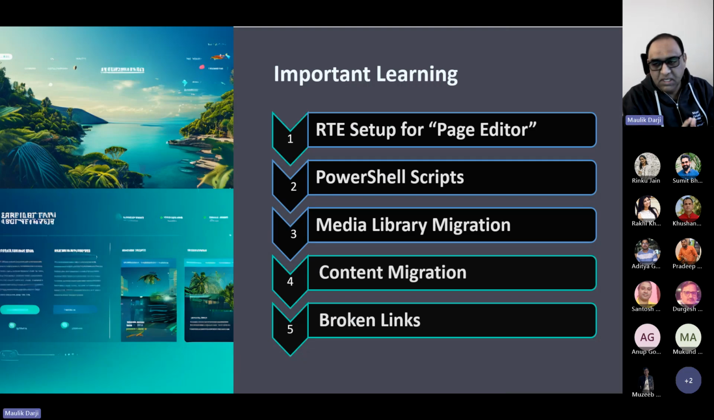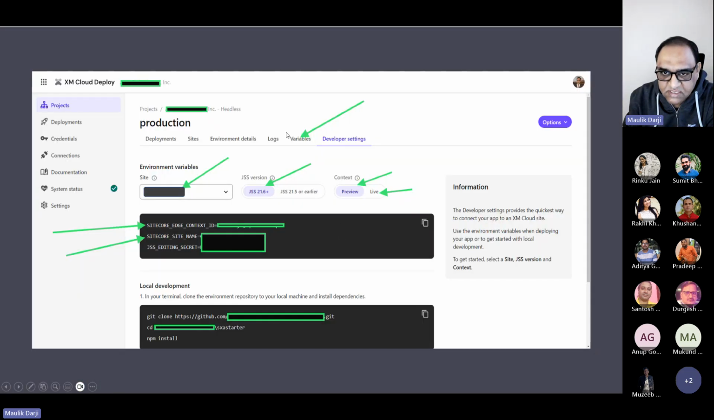Now coming back to some of the setup we did. One of the things is the RTE setup for the page editor. RTE stands for rich text editor. Our generic rich text editor, the Telerik rich text editor, is not supported in the page editor. When we started working, we faced that issue: I don't see the rich text editor. Then we came to know that we have some issues with the rich text editor, and Sitecore said that we have a new rich text editor now. You can check it out, that's how you can see these variables.